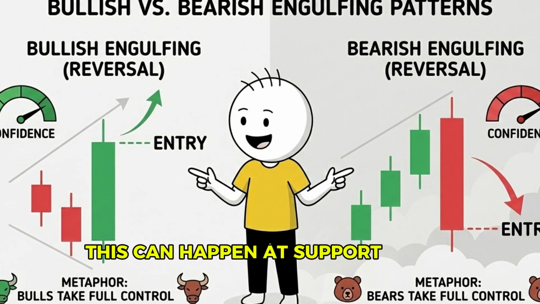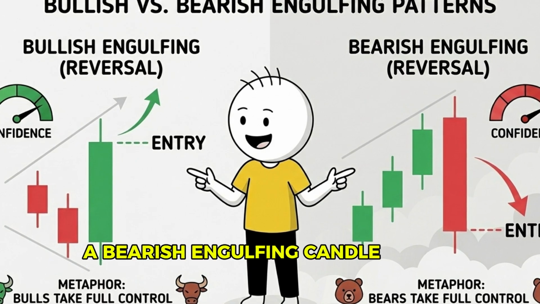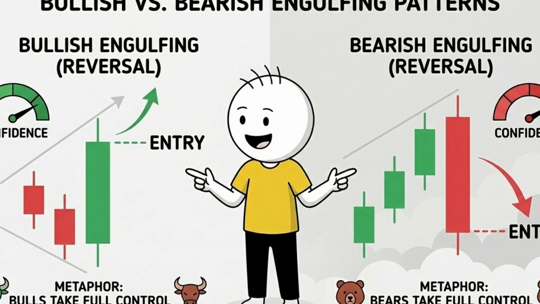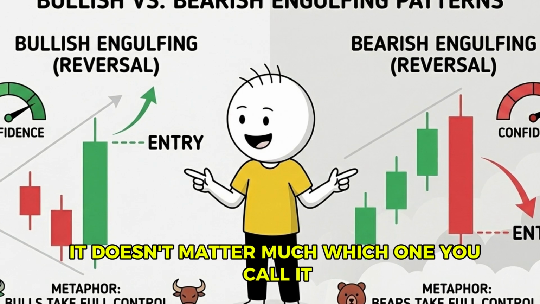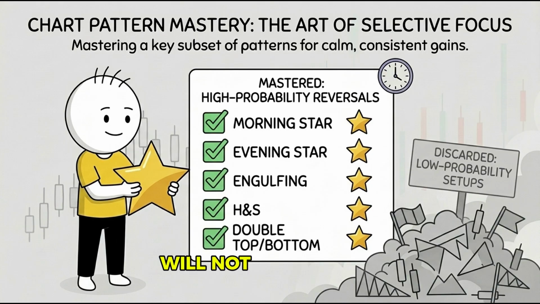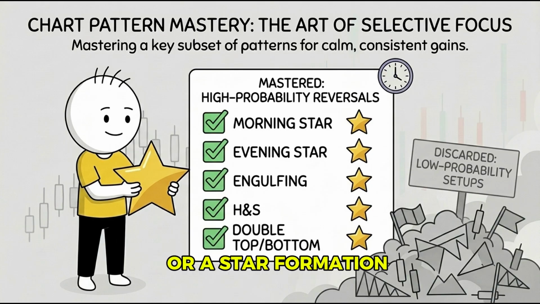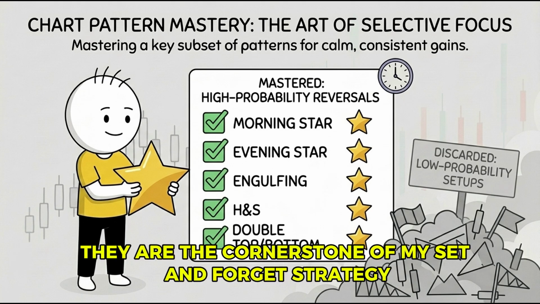This can happen at support or as a continuation signal. A bearish engulfing candle is a red candle that eats the previous 2 green candles. These are very similar to morning and evening stars. It doesn't matter much which one you call it. Both make your trade better and your confidence higher. I personally will not take a trade unless I see one of these engulfing formations or a star formation. They are the cornerstone of my set and forget strategy.